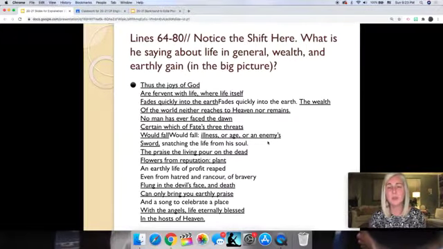So he talks about wealth and earthly gain here as something that fades, though. The wealth of the world neither reaches to heaven, nor does it really remain much on earth. Man never knows which of fate's three threats are going to get him. Is it going to be illness? Is it going to be age? Is it going to be an enemy's sword? The praise that we get on this earth flowers from reputation.